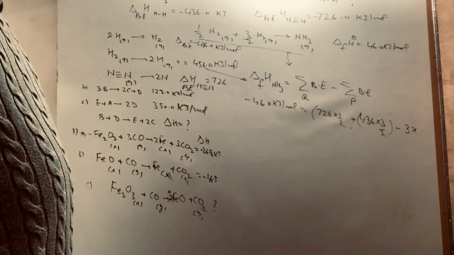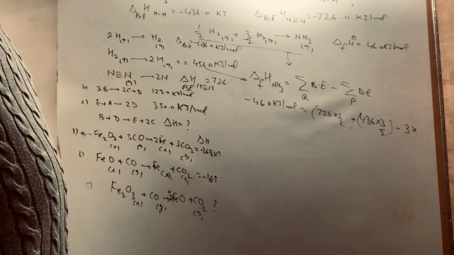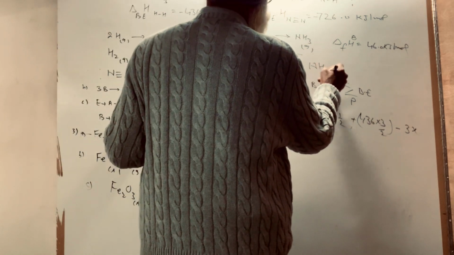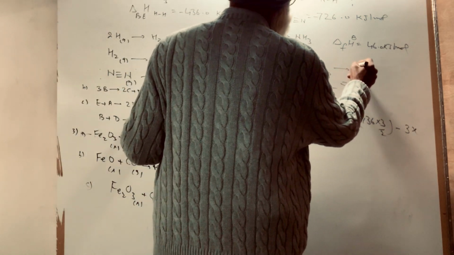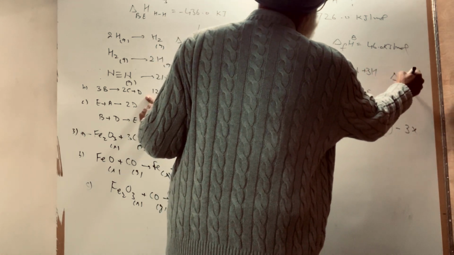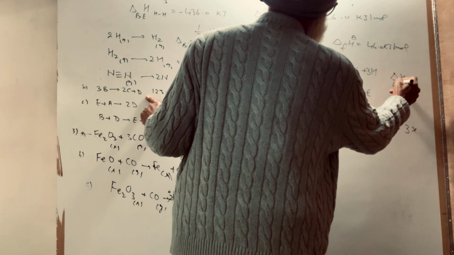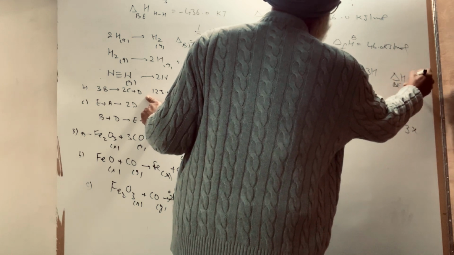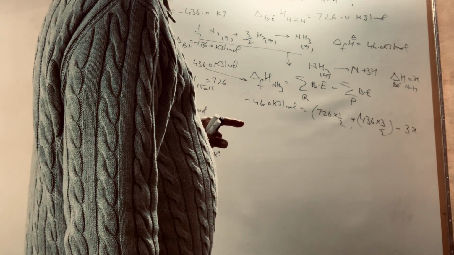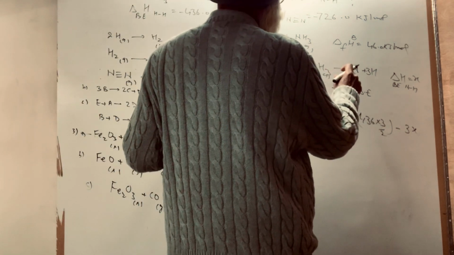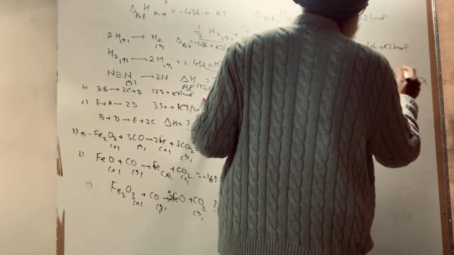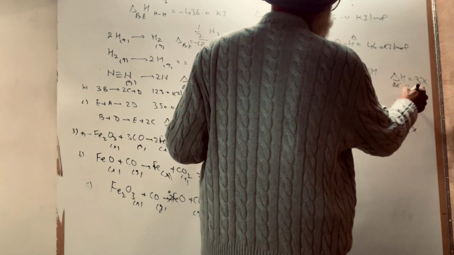Let us take the bond energy of nitrogen as this, because when this ammonia is breaking, it is changing into nitrogen and 3 hydrogen. 3 hydrogen bonds are broken. So naturally, for each bond it is X, and for 3 bonds it should be 3X. Then dividing by 3, answer will be this kilojoule.